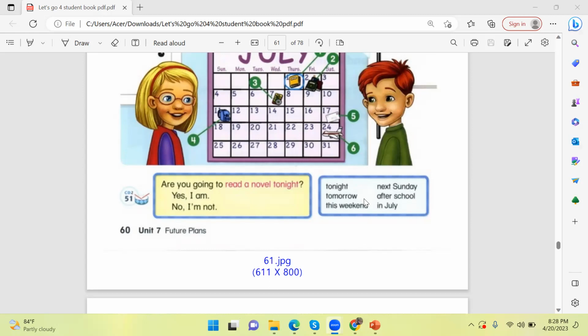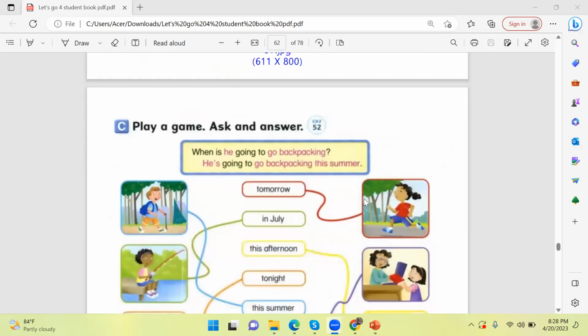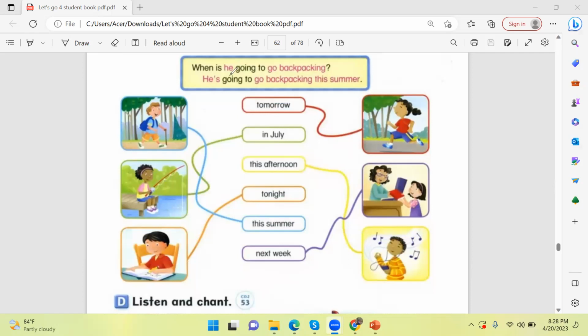Okay, and then how about this one? We have here a game, okay? So please read the first box here at the top. When is he going to go backpacking? He's going to go backpacking this summer. Very good. So we have here, what word is this? Tomorrow. Okay, tomorrow she will go running. Very good. In July, she will go fishing. Go fishing.